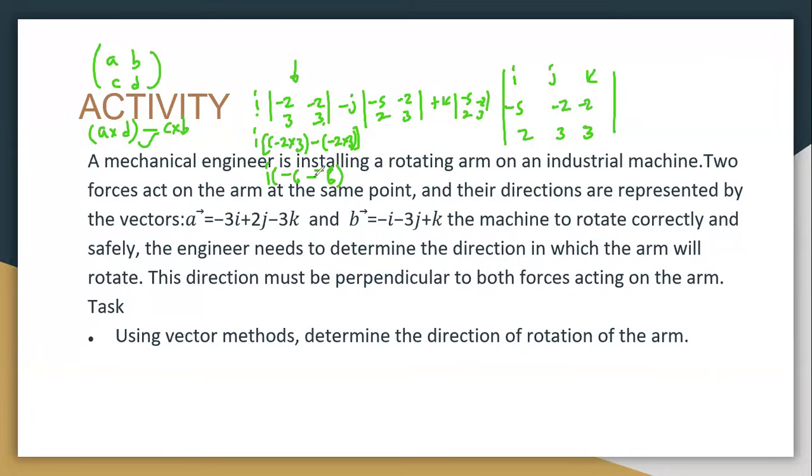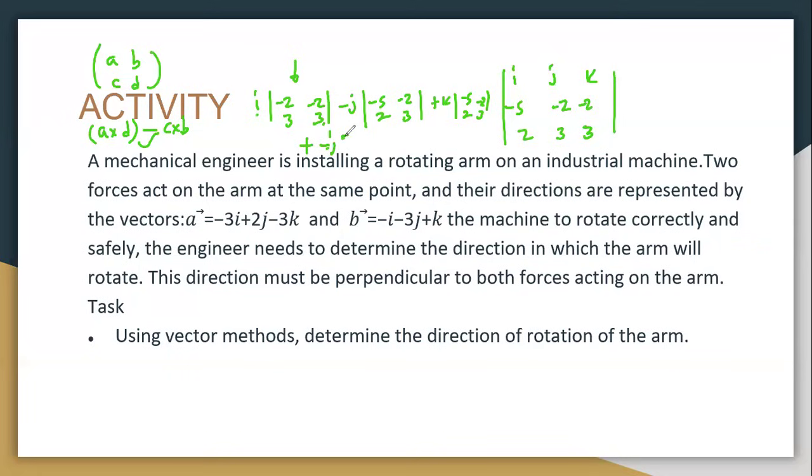Subtract 12. Negative 6, sorry. It will be 0. So that's 0. So then we add for the other one, then plus. And then we do the same.